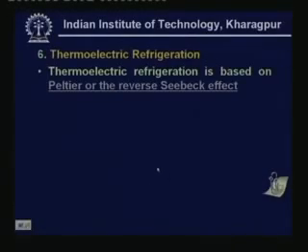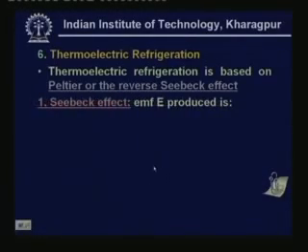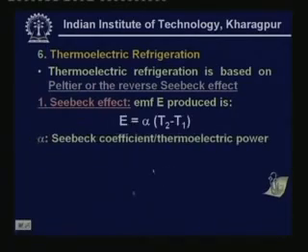The thermoelectric refrigerant systems are subject to 5 different effects. First is known as Seebeck effect, which I have already described. In the Seebeck effect, as I said, EMF is produced, and this EMF produced is equal to alpha into temperature difference T2 minus T1, where alpha is called the Seebeck coefficient or thermoelectric power.